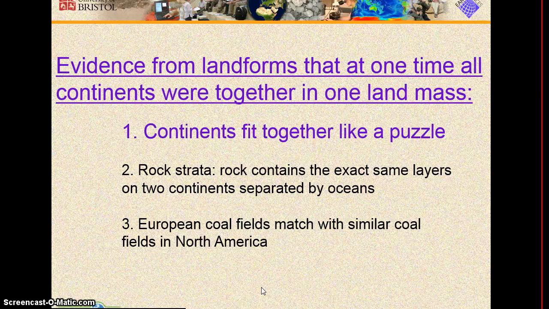Evidence from landforms that at one time all continents were together in one landmass. Continents do fit together like a puzzle. Go ahead and write that. Now you don't have to write number 2 or number 3, but rock strata, rock that contains the same layers, can be found on 2 different continents. So if you match them up together, those layers will match up between, say, South America and Africa. And the European coal fields, the ones that they have there along their coast, will match up to the coal fields that we have here in North America.